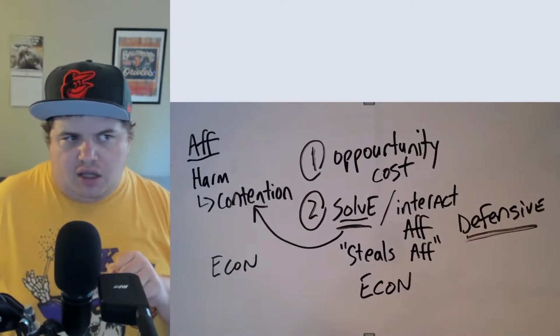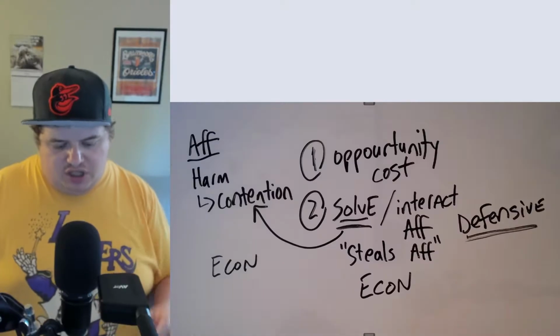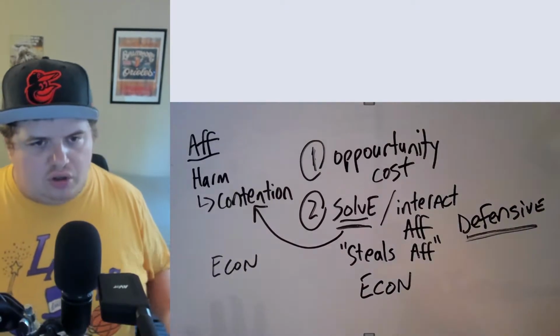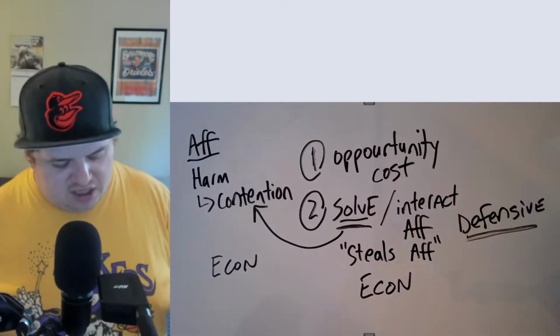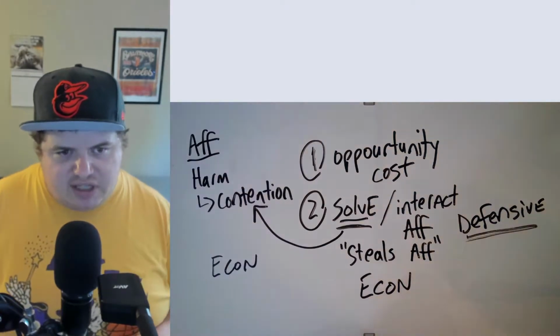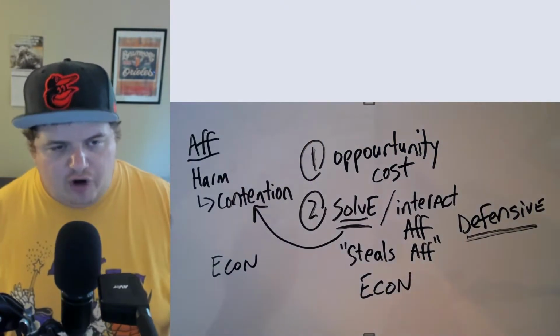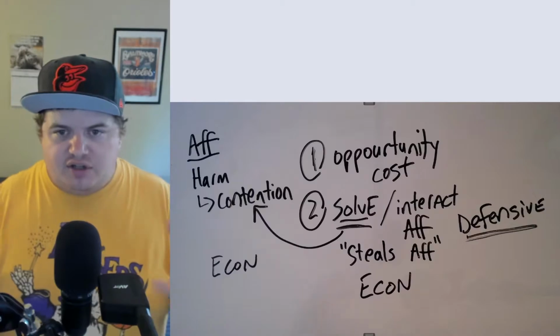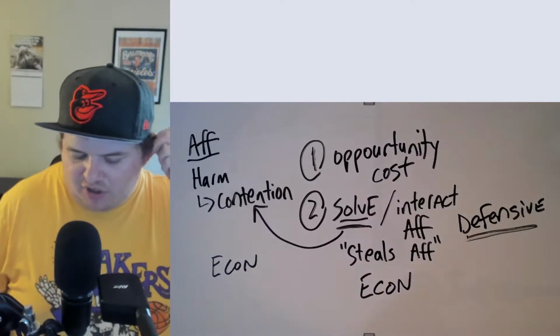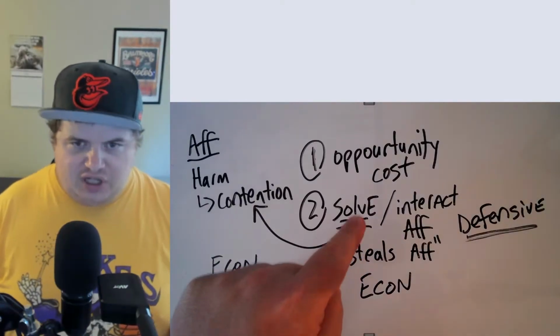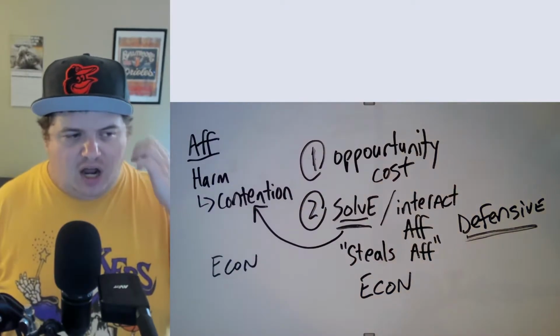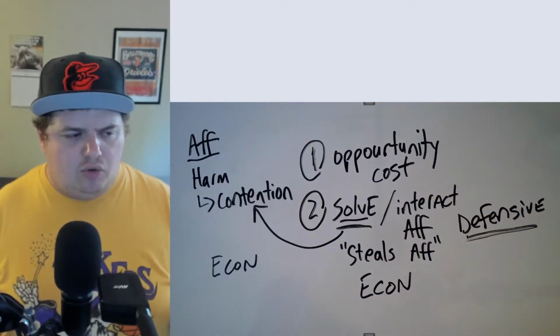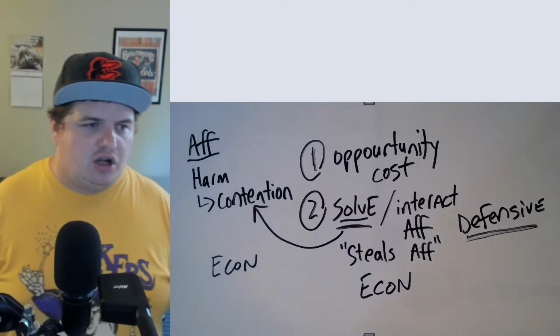The counterplan strategically is meant to neutralize the affirmative in the sense that it yoinks their contentions from them in the end round decision calculus at the end of the debate. Now, in order to get there, it has to be an opportunity cost. What do I mean by an opportunity cost?